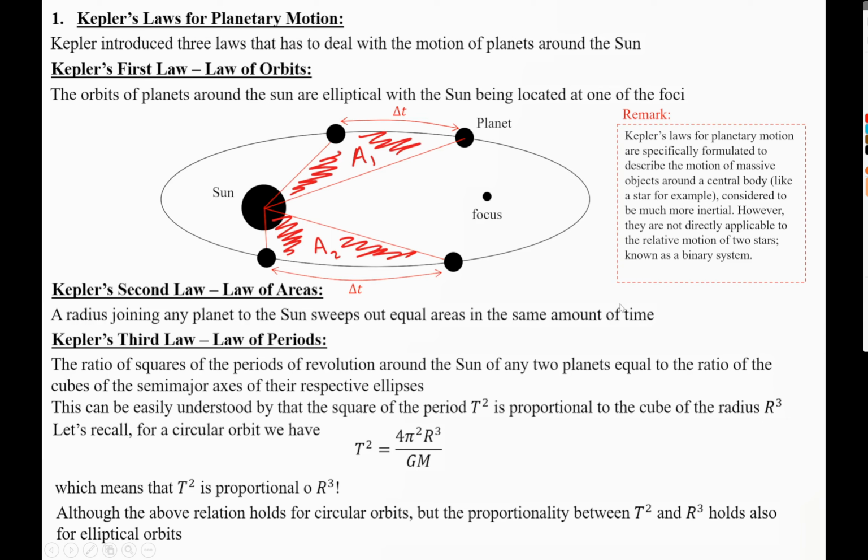Now, let me mention a very important remark. Kepler's laws for planetary motion are specifically formulated to describe the motion of massive objects around a central body, like a star, for example, considered to be much more inertial. These laws work perfectly whenever we're talking about the motion of two bodies, such that one of them is a central mass, very inertial, and the other is less inertial and orbiting the central mass. However, they are not directly applicable to the relative motion of two stars, known as a binary system. If we're talking about two stars whose masses are comparable, such systems are known as binary systems, and we cannot apply Kepler's laws. They only work for planets or satellites in motion around a central mass which is much more inertial.